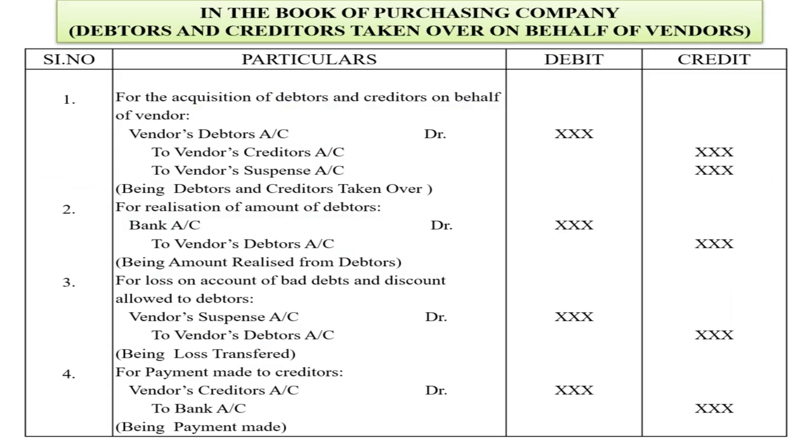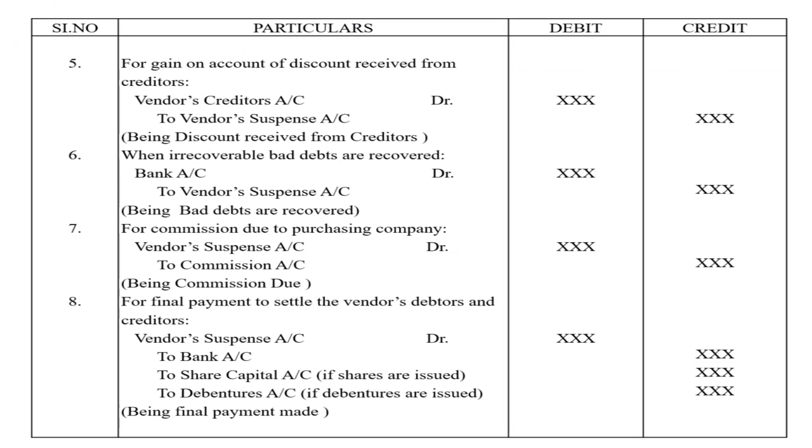We will see the journal entries in the books of the purchasing company when debtors and creditors are taken over on behalf of vendors. First one, for the acquisition of debtors and creditors on behalf of the vendor: Vendor debtors account debit, to vendor creditors account, to vendor suspense account. For realization of the amount of debtors: Bank account debit, to vendor debtors account. Then the third one, for loss on account of bad debts and discount allowed to debtors: Vendor suspense account debit, to vendor debtors account. Then the fourth one, for payment made to creditors: Vendor creditors account debit, to bank account. Then the fifth one, for gain on account of discount received from creditors: Vendor creditors account debit, to vendor suspense account.